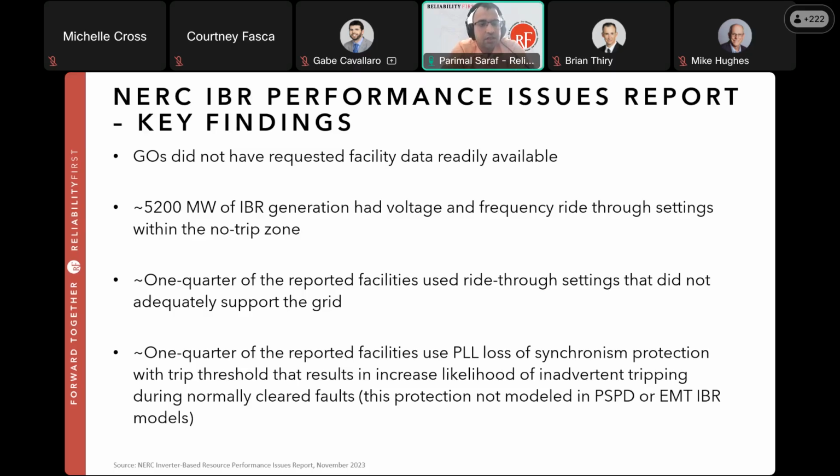And a lot of these IBRs were also identified to have incorrect PLL loss of synchronism protection settings, which means, again, a wrong setting in terms of how these protection systems should have been set up. So next slide, please.